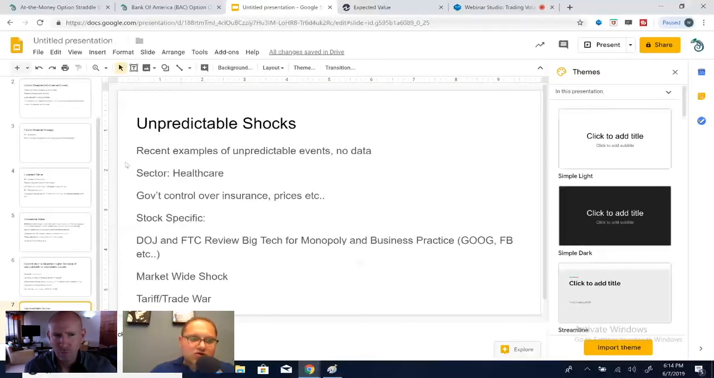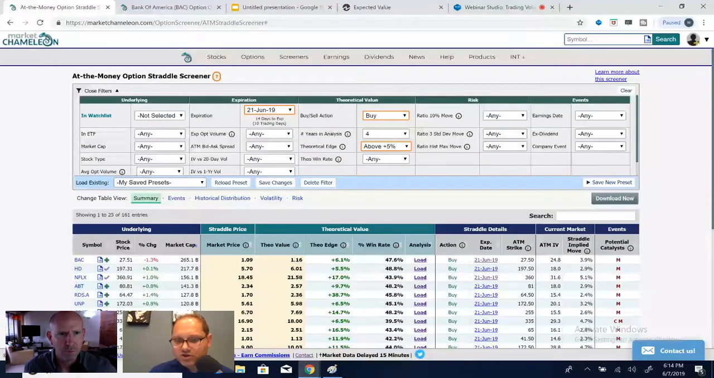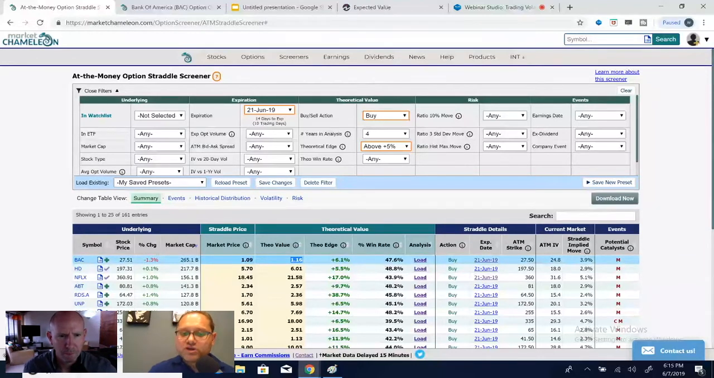So I'm going to go right now to the at the money option straddle, and we're going to talk a little bit about the straddles. I started from the buy side, and then we'll do a sell side. And these are the theoretical values. So we always look at to buy, right? If we're buying under what we think it's worth, the theoretical. So this is what we think it's worth, this is the market price, and this is the theoretical edge.